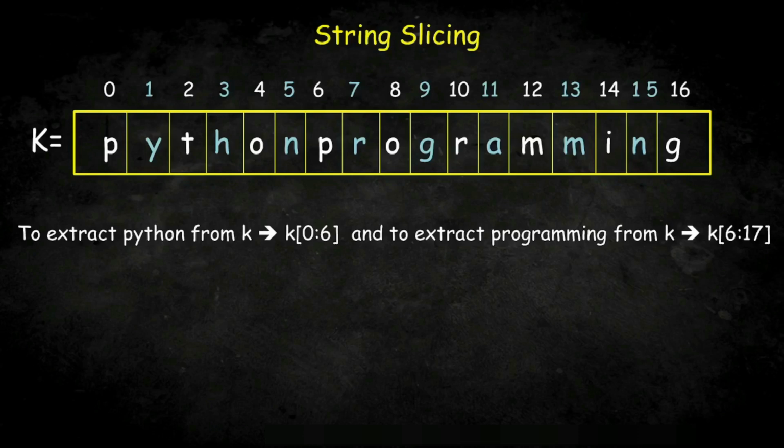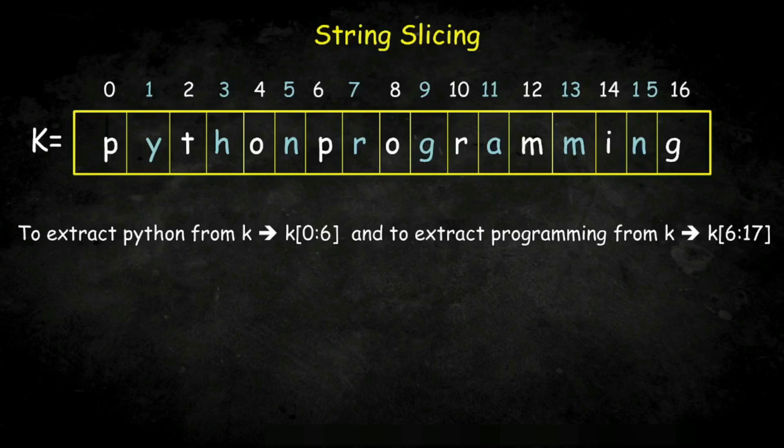Assume that we have a string k equals to Python programming, and from this we want to print Python, that is we want to print from index 0 to index 5. To print it, we are going to use the concept of slicing. To do that, we need to first write the name of the string, and then within square bracket first write the beginning index, that is 0 in our case, and then we need to write the end index plus 1. In our case the end index is 5, but we need to write 5 plus 1, that is 6, and we have to give colon between these numbers.